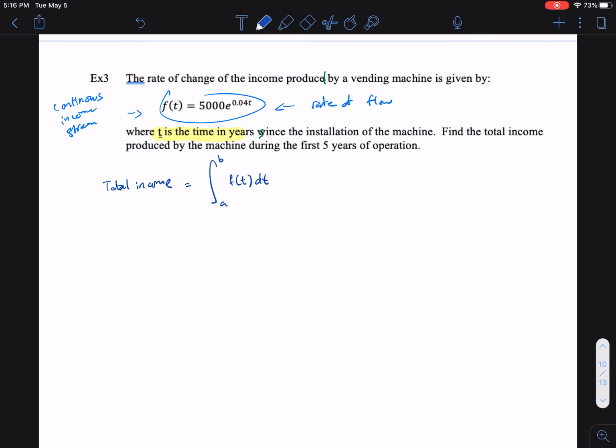We're looking at this function, 5000 e to the power 0.04t. So we're looking at that graph. In terms of this graph, it probably looks something like this at 0. So this is t, this is f of t. So at t equals 0, it looks like it's $5,000, because when you plug in t equals 0, you're going to get 5,000. So let's say this is 5,000. It's an e function, so it's going to increase something like that.